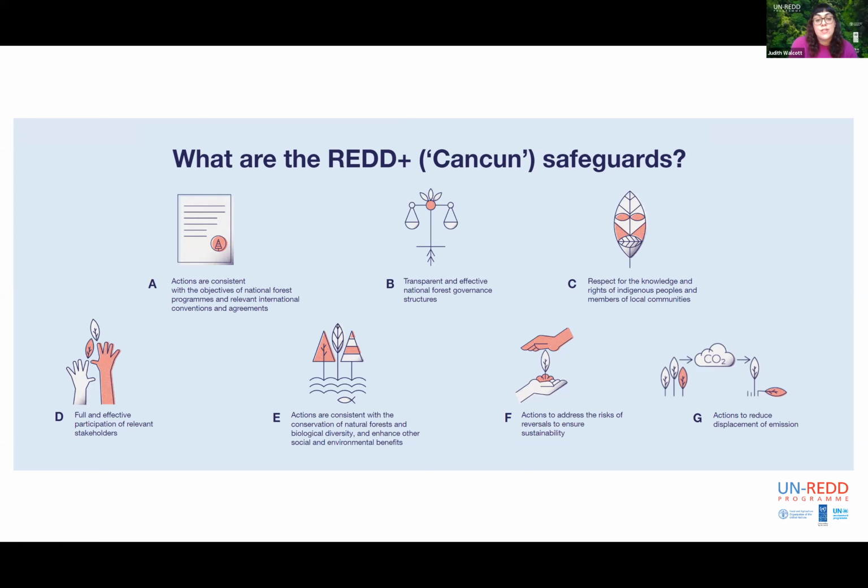Safeguard E refers to REDD+ actions that are consistent with the conservation of natural forests or native forests and biological diversity, and also work to enhance other social and environmental benefits. So there's actually safeguard text itself, which is reflective of the promotion of co-benefits or benefits beyond carbon. Safeguard F refers to actions to reduce or address risks of reversals to ensure sustainability.